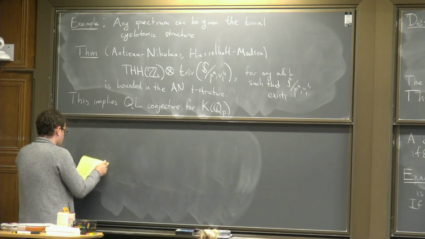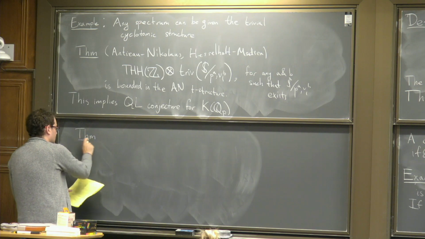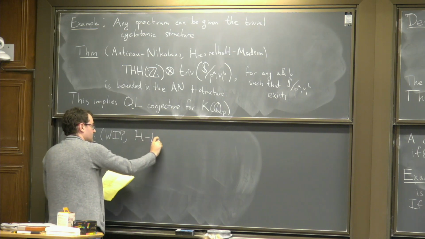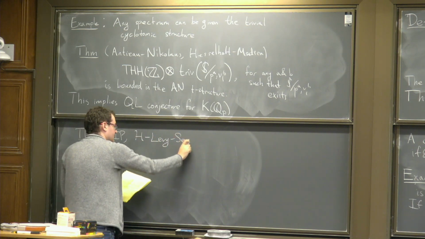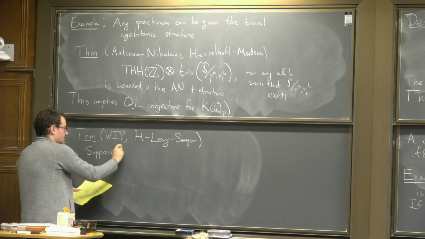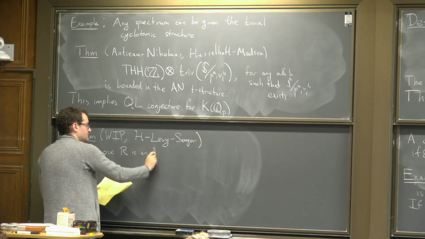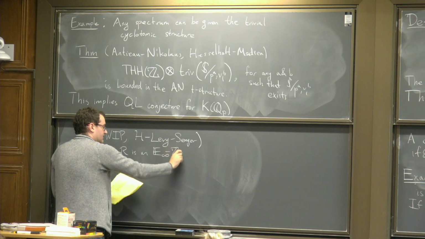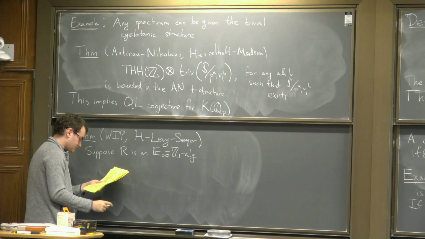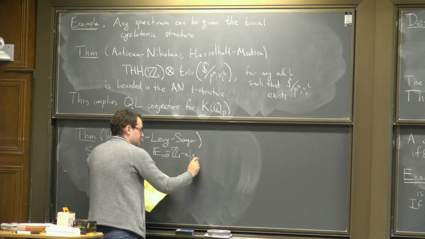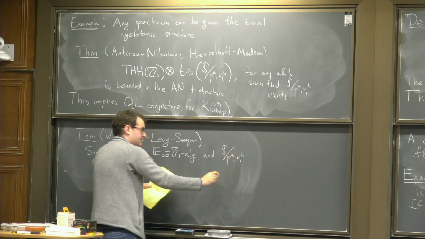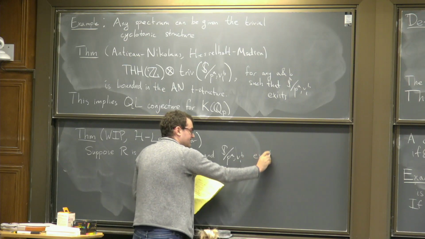So then I want to say a theorem. This may be work in progress or something we're currently writing down. Myself, Ishan, and Andy Senger. Suppose R is an E infinity Z algebra, in other words, something like a classical ring. And let's suppose that we've chosen a and b so that S mod p^a, v_1^b exists.